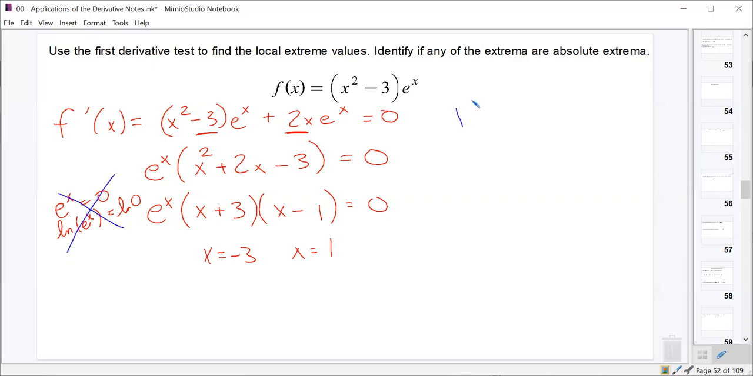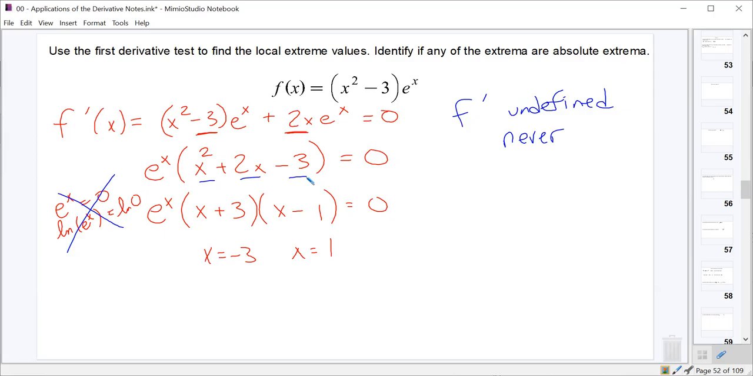We should also check and see when is f prime undefined. But the answer to that, again, is never, because I can take any number and square it. I can take any number and multiply it by 2. I can take the sum of those two numbers and subtract 3, which is just some number. And if I take that number, I can multiply it by e to the power of any number. So f prime is never undefined.